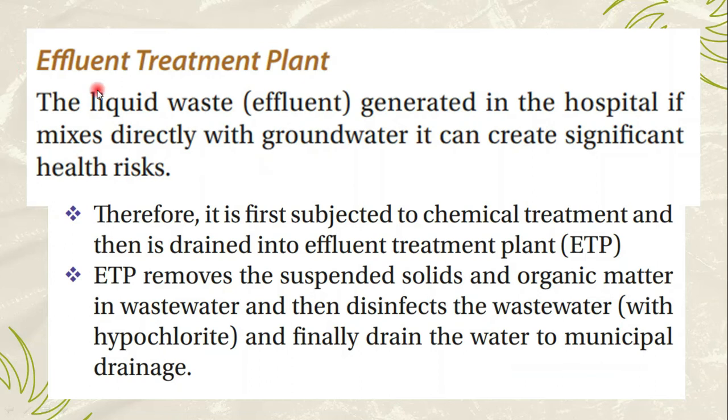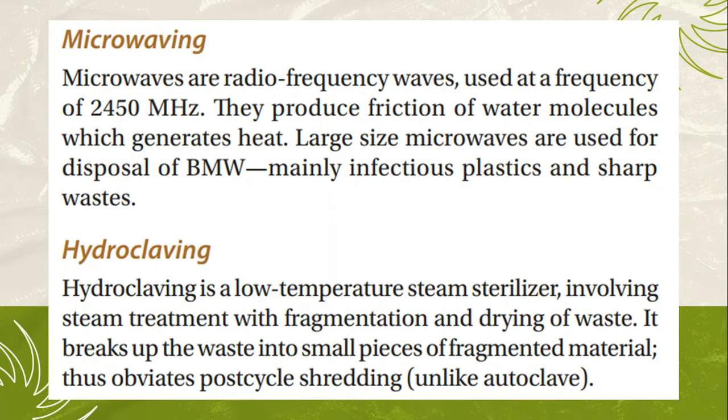Effluent treatment plant: the liquid waste generated in hospital, if mixed directly with groundwater, can create significant health risk. Therefore, it is first subjected to chemical treatment and then is drained into effluent treatment plant. Effluent treatment plant removes the suspended solids and organic matters in wastewater and then disinfects the wastewater with hypochlorite and finally drains the water to municipal drainage.